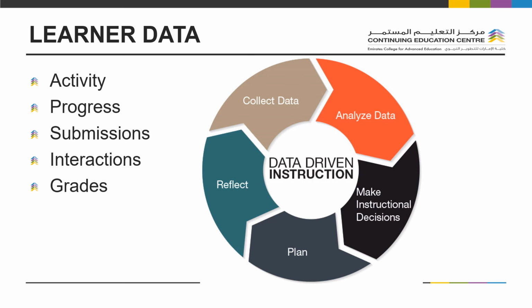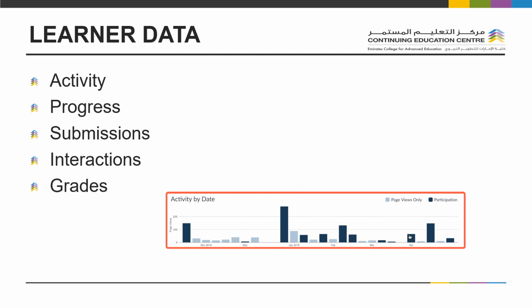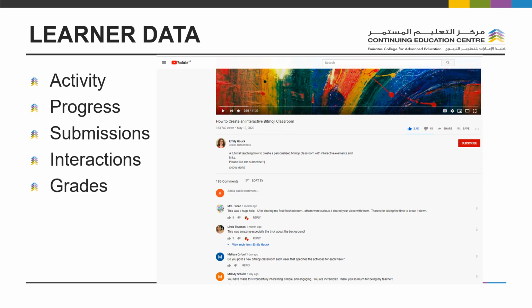You can get information on your learner's activity, you can get information on their progress. You can get information on their submissions. You can get information on their interactions. So if you see here an interaction, if you just had an e-learning module and it was a video or maybe even a podcast, an interaction could be something like a view, a like, a comment. You could even look at their grades.